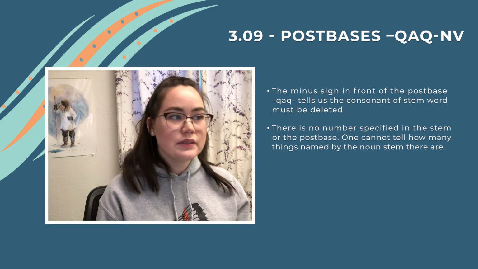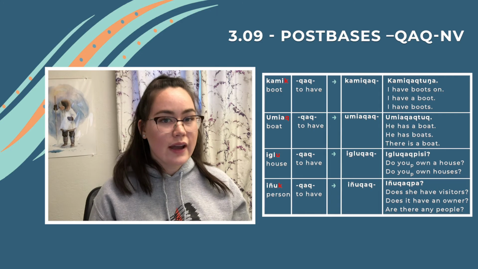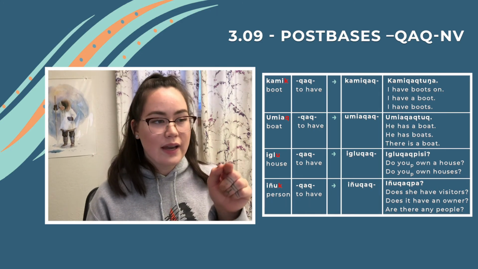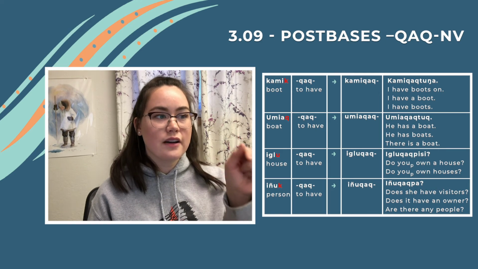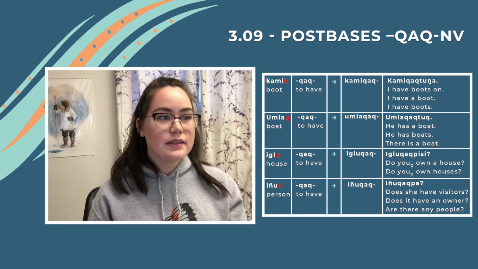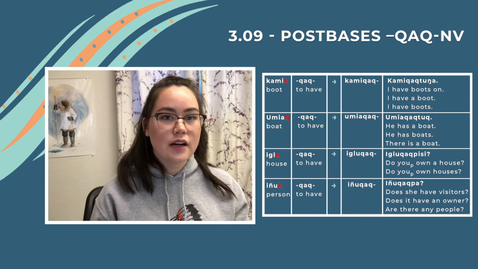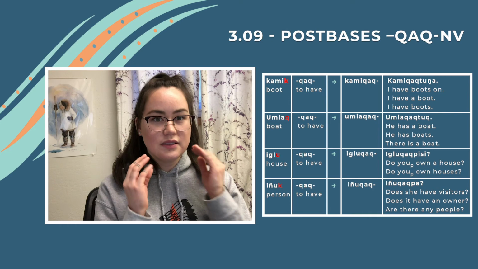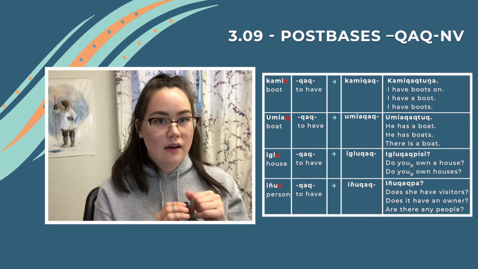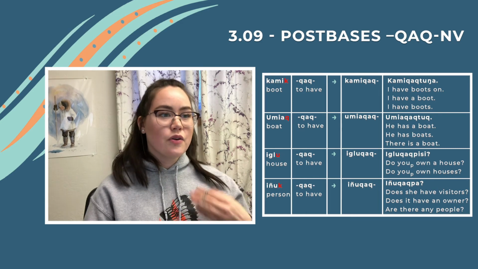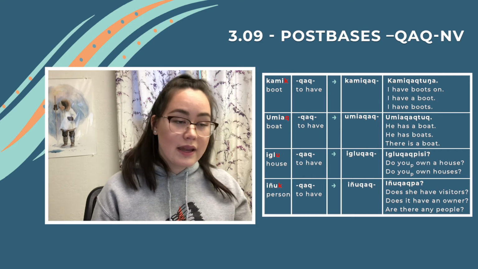So for example, let's look at kamik, which means boot. That dash in front of kak means we have to take off that final consonant in the base word. So we'll take off K in kamik, and the result will be kamikak. You can feel that it's choppy otherwise, but when you take off that consonant, it becomes more flowy. So kamikak dunga, I have boots on.